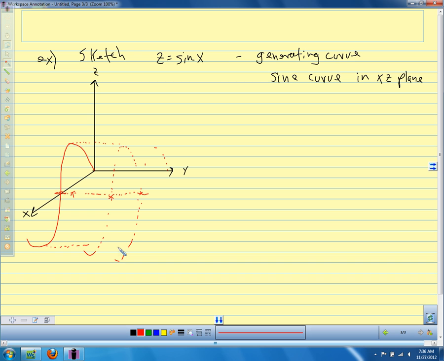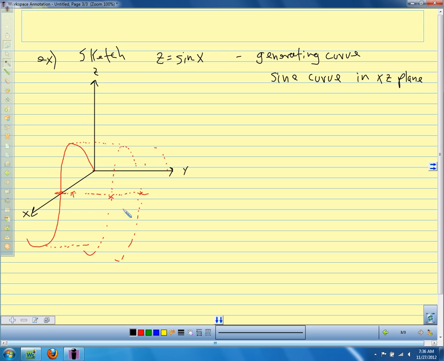Does that make sense? And we would call this a cylinder, because our equation involves only two of the three variables. So this would be a sinusoidal cylinder, I guess, is what we call it. Questions on that? To me, this is really fun. I really like visualizing this kind of stuff in 3D.